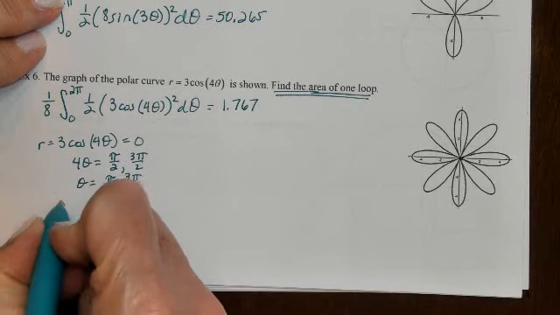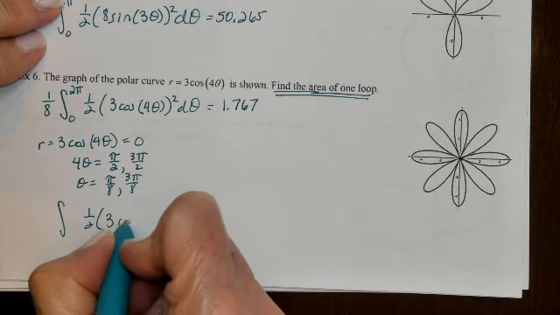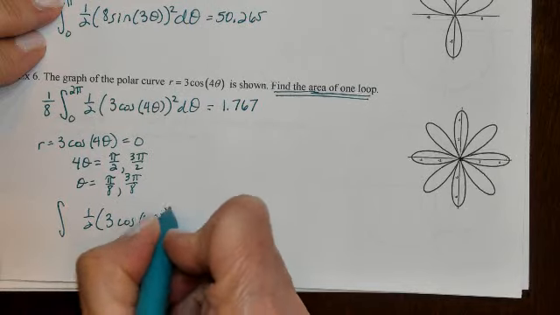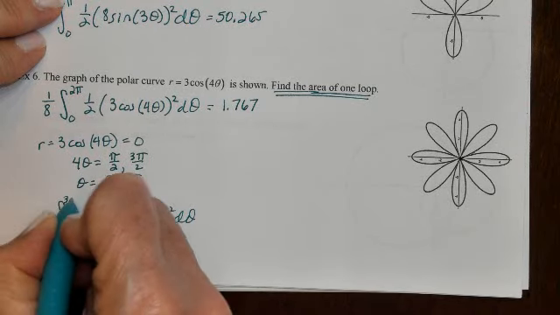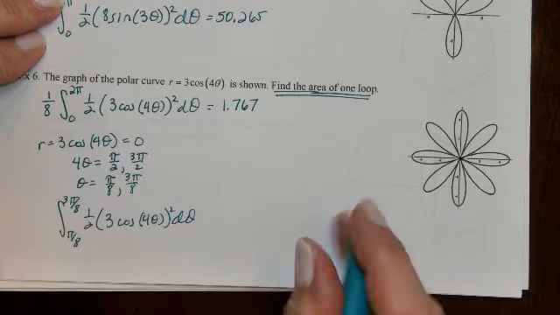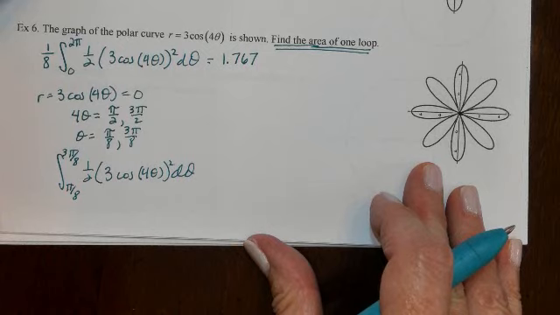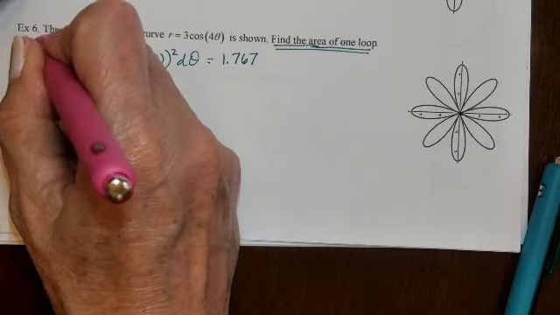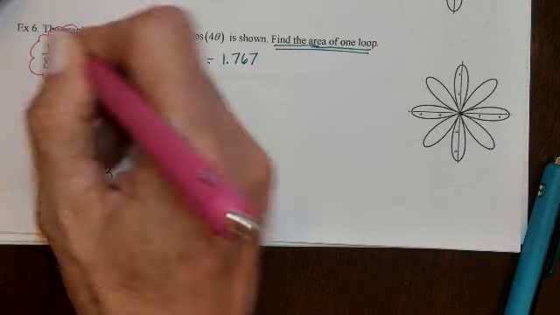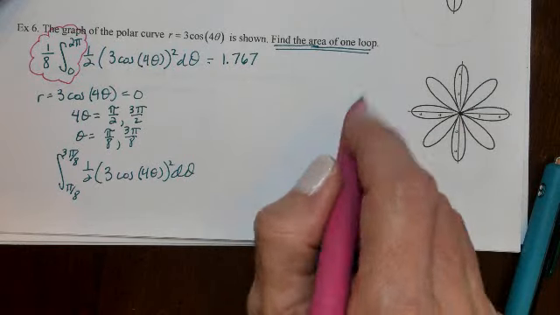So another integral would be still 1/2 r squared d theta, but from pi over 8 to 3 pi over 8. That would be another possible answer, okay? I want you to take a look at this. Something that we can do with polar curves because of the symmetry involved.